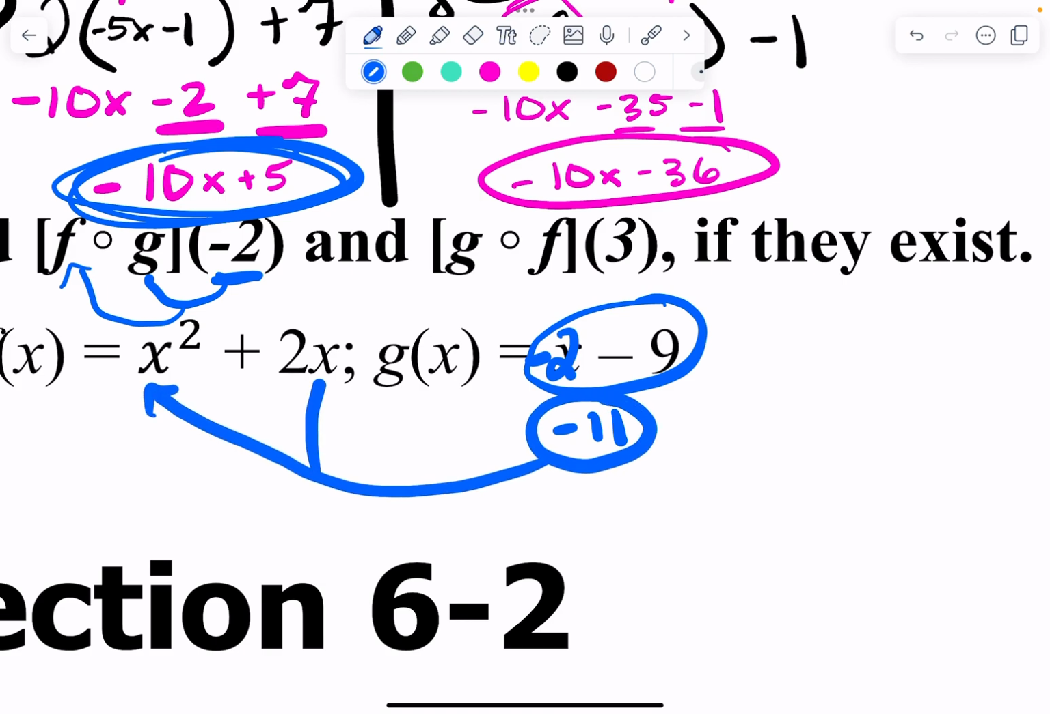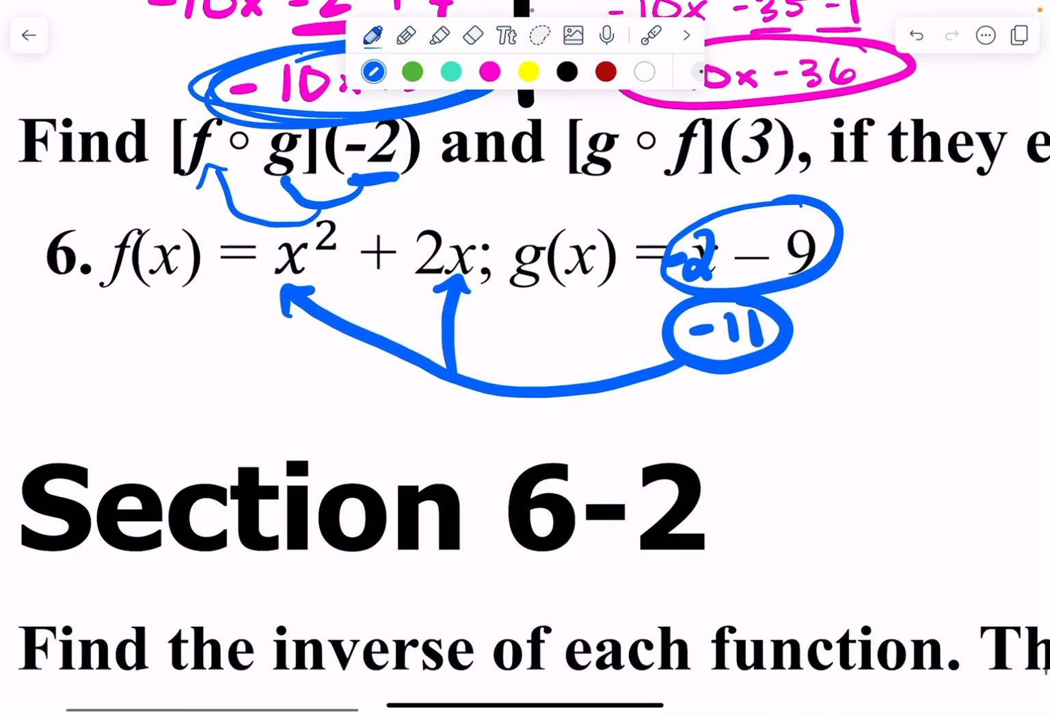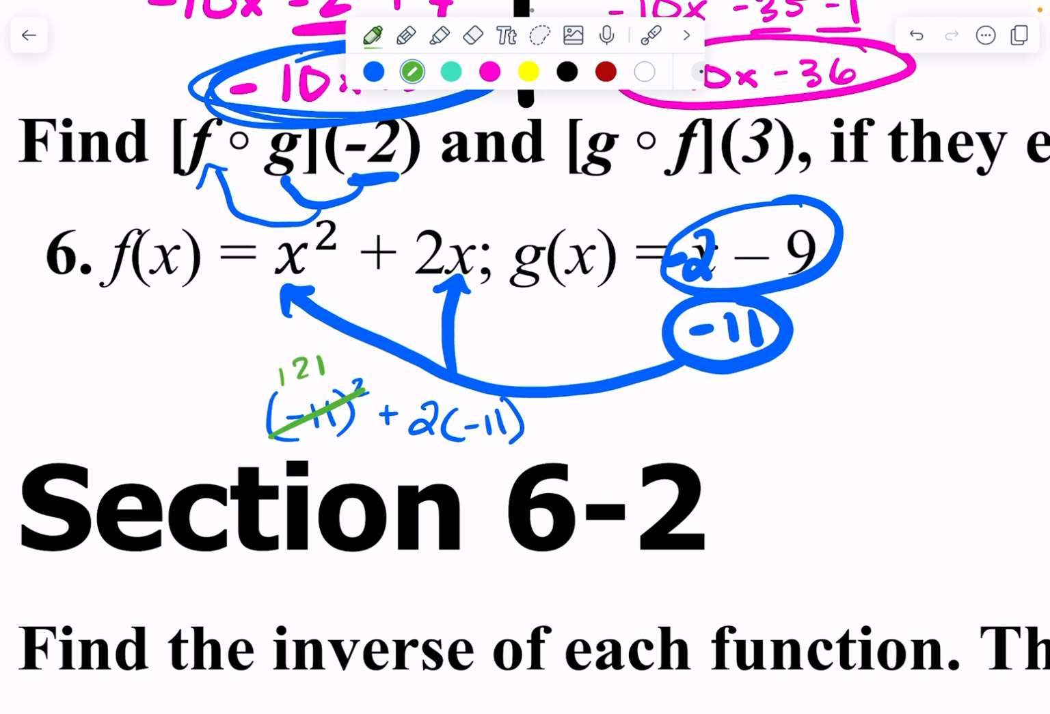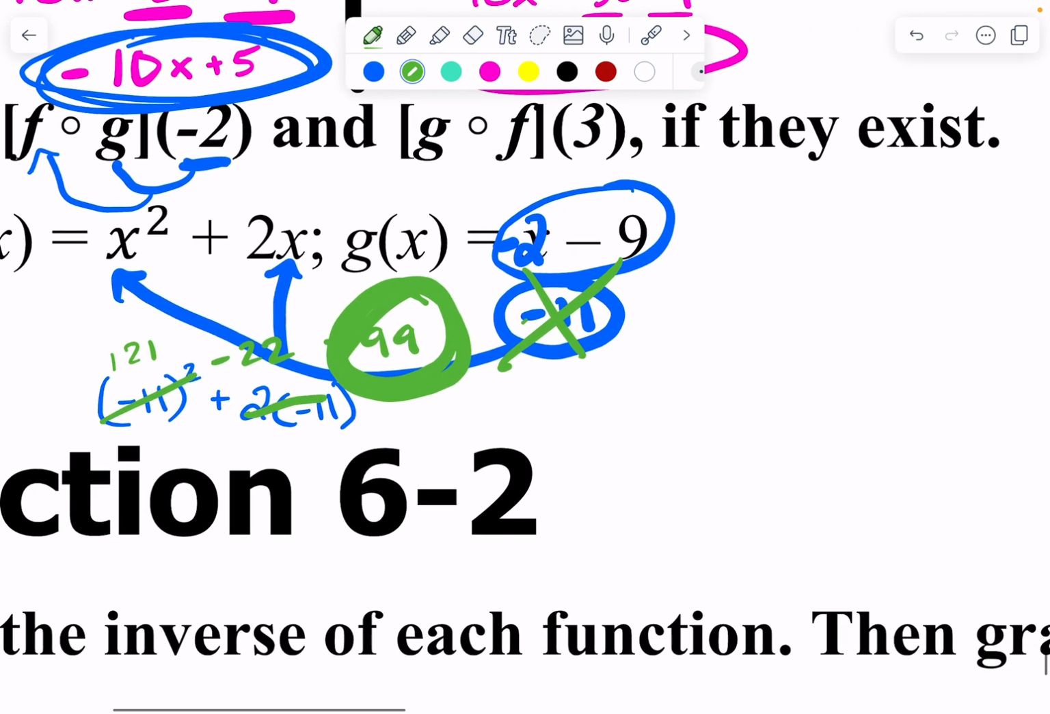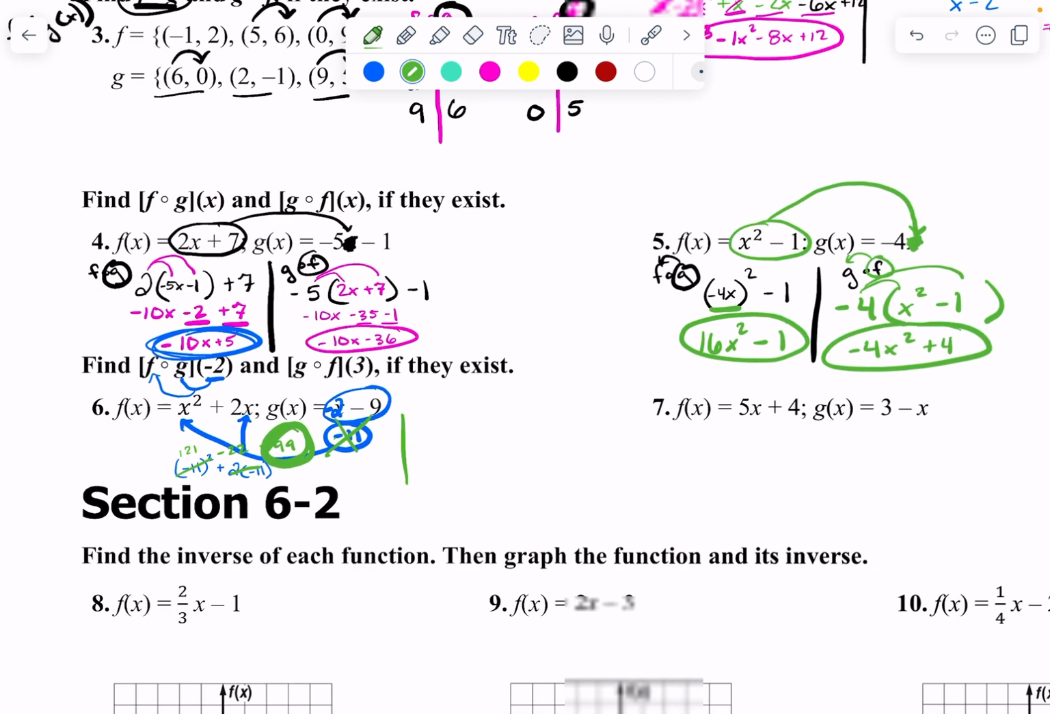I'm going to take that now and plug that into F. Oh, we've got 2 places to plug into F. Negative 11. So I've got negative 11 squared plus 2 times negative 11. Negative 11 squared is 121, and this is going to be minus 22, so 99, I think, is the overall final answer. Okay, not negative 11. That was just part of getting to the answer.